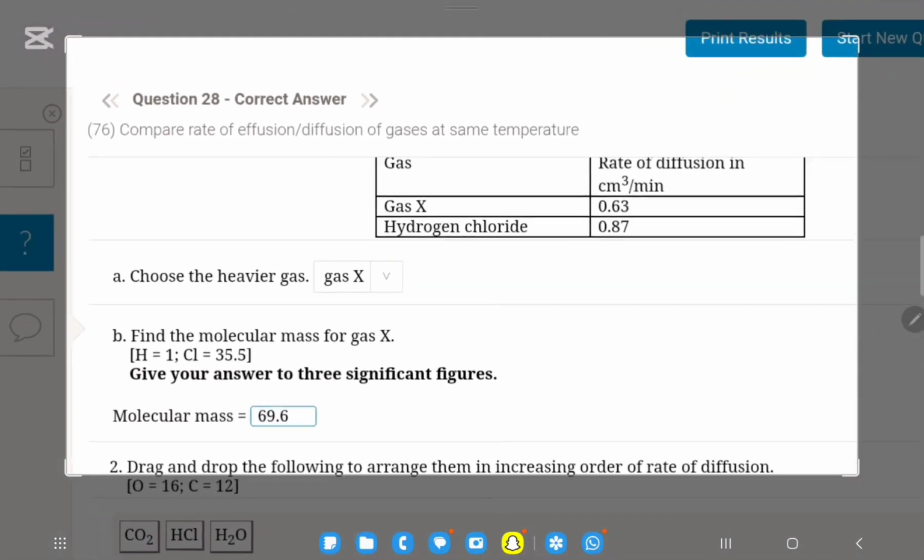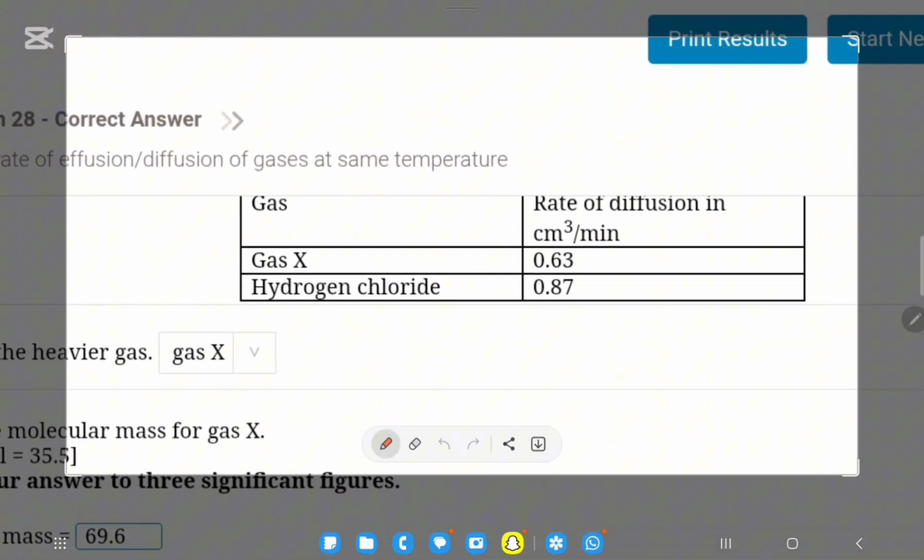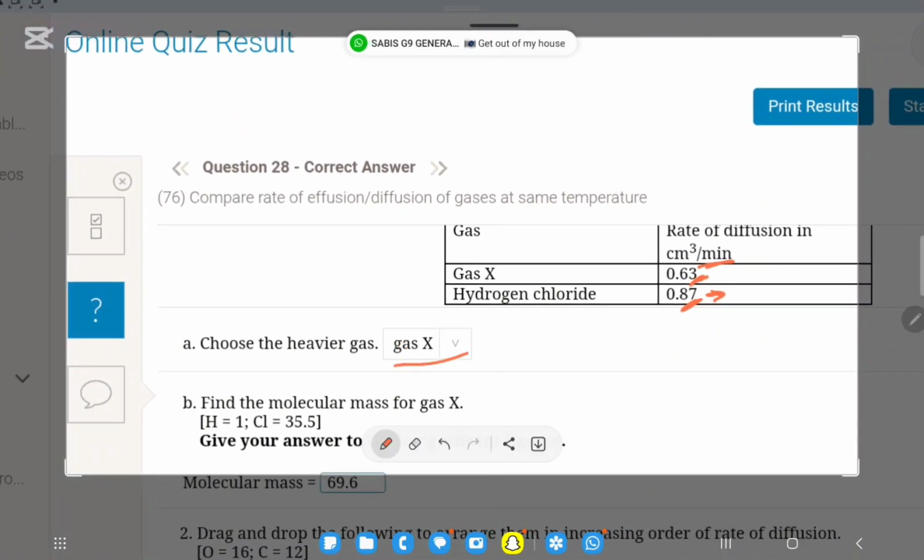Here they gave us the rate of diffusion of two gases, and they want us to choose the heavier gas. The rate of diffusion is in centimeter cubed per minute. Gas X takes 1 minute to cover 0.63 centimeters cubed, and hydrogen chloride takes 1 minute to cover 0.87 centimeters cubed. Here hydrogen chloride diffuses faster, so it's the lighter gas, and gas X is the heavier gas because it diffuses slower. The heavier gas is gas X.